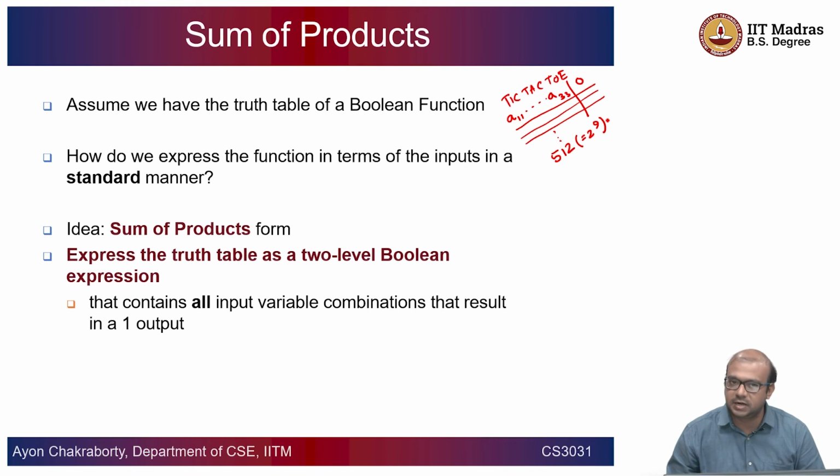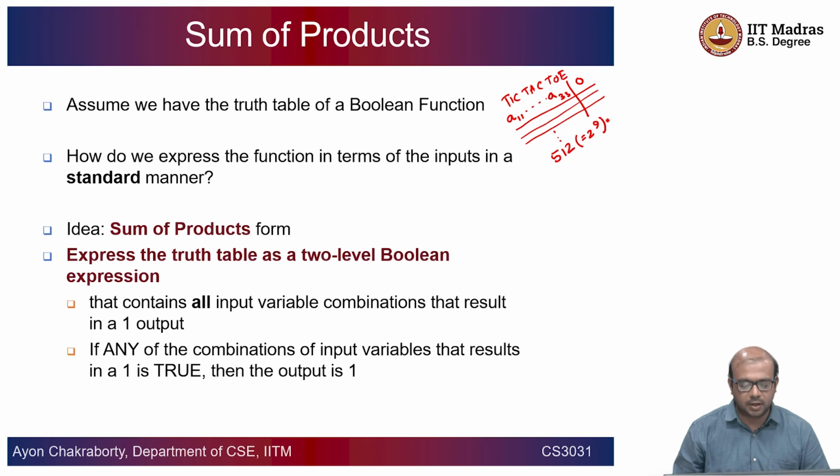So there are only 2 states possible. If it is not 1, it has to be 0. If it is not 0, it has to be 1. So instead of picking up zeros, now we are picking up only ones, and anybody can say that the rest of the input combinations lead to a 0. So if any of the combinations of the input variables that result in 1 is true, then the output is 1, right? So the first bullet says that we should be concentrating on the rows that result in a 1.